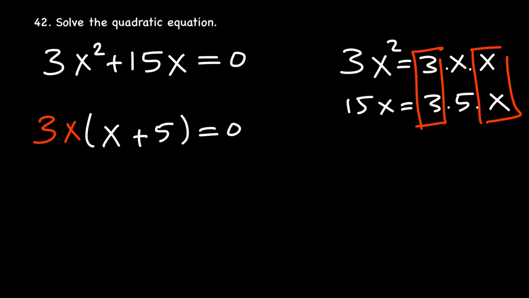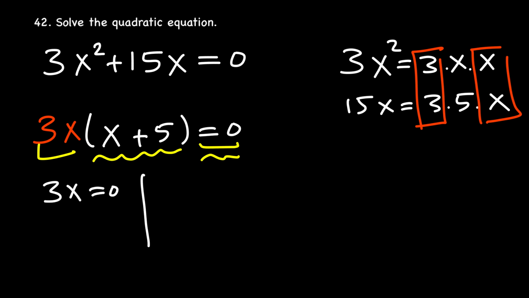This equals 0. Now, this part, which is 3x, should equal 0, and this part again should equal 0. So how can we do it? 3x equals 0, or x plus 5 equals 0. Now we have to simply solve for x.